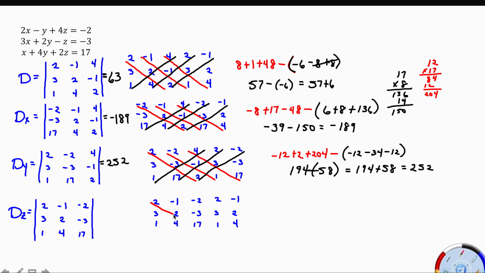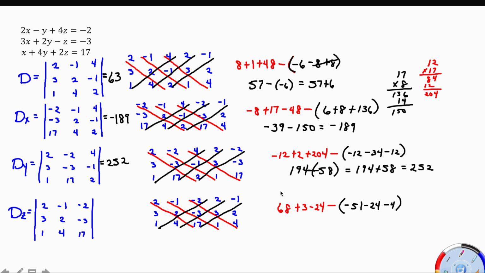Okay. So 2 times 2 times 17. 17 times 4, 68, plus 3, right, plus negative 24 minus negative 51 plus negative 24 plus negative 4.